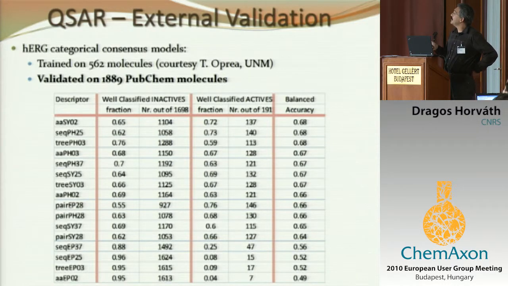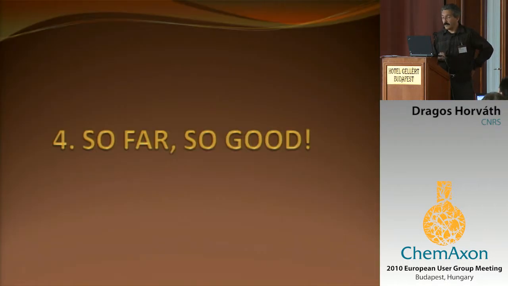Then we made a HERG model. It's a categorical model, so it says active, inactive, and we validated it on PubChem molecules, again, a notoriously difficult set. We got some models with balanced accuracies above random. Other models are random, and guess which? Well, the electrostatic potential again. I have to admit these calculations are not finished, so there are some QSAR still going on.